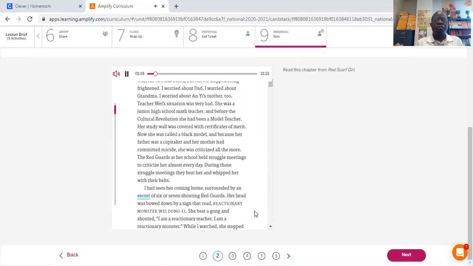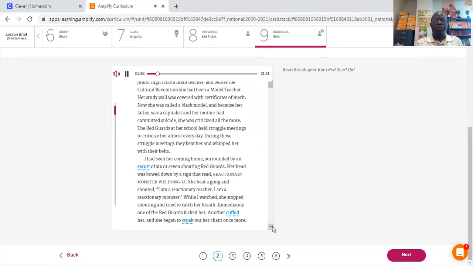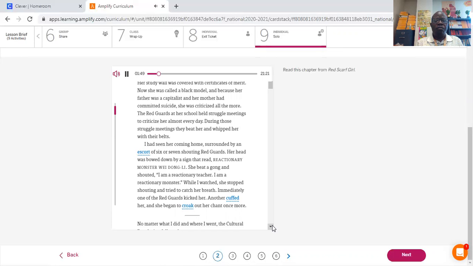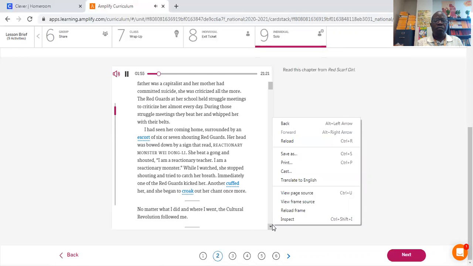I had seen her coming home, surrounded by an escort of 6 or 7 shouting Red Guards. Her head was bowed down by a sign that read, "Reactionary Monster Wei Dongli." She beat a gong and shouted, "I am a reactionary teacher. I am a reactionary monster." While I watched, she stopped shouting and tried to catch her breath. Immediately, one of the Red Guards kicked her. Another cuffed her, and she began to croak out her chant once more. No matter what I did and where I went, the Cultural Revolution followed me.